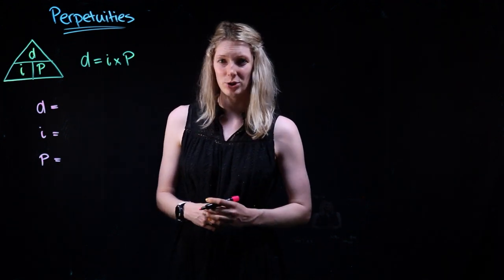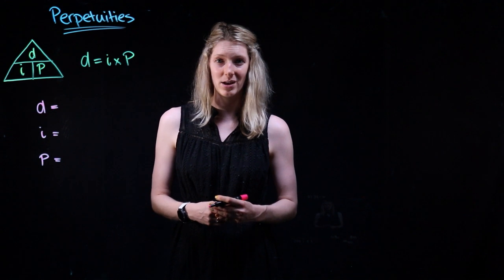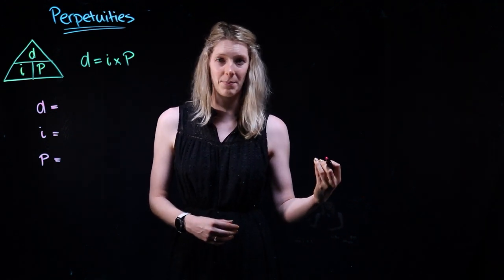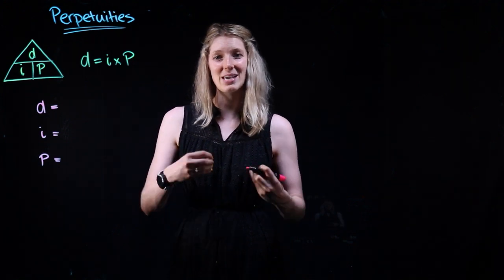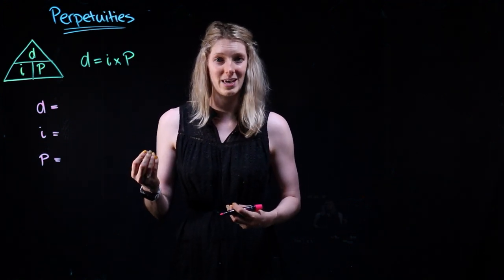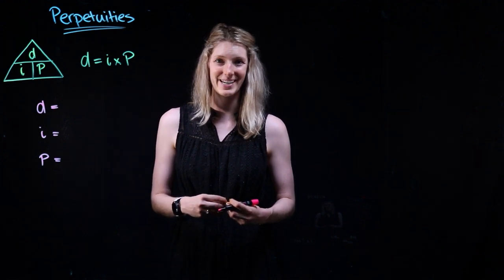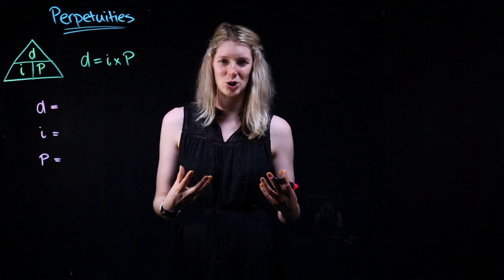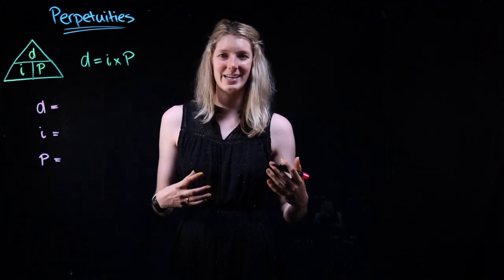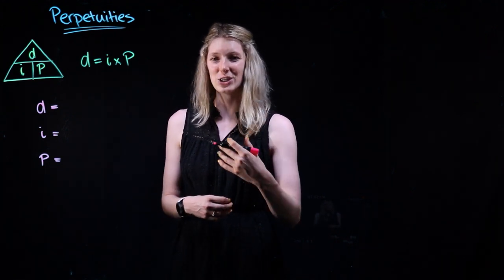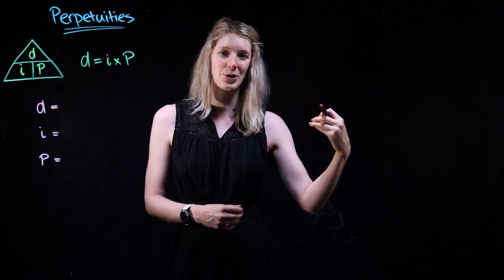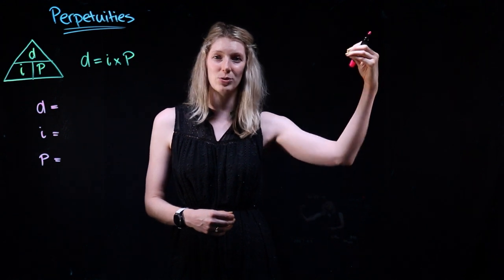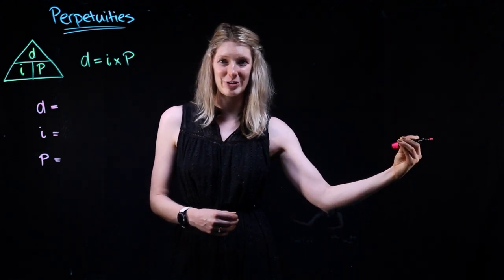Now, the difference with perpetuities to other investment accounts is that the amount of interest that it earns each compounding period is the exact same as the amount of money that is withdrawn from the account at each compounding period. That means that the net total change of this perpetuity is always going to be zero. So at the end of each compounding period, that initial amount invested is going to remain the same, because any interest that was earned was then removed.